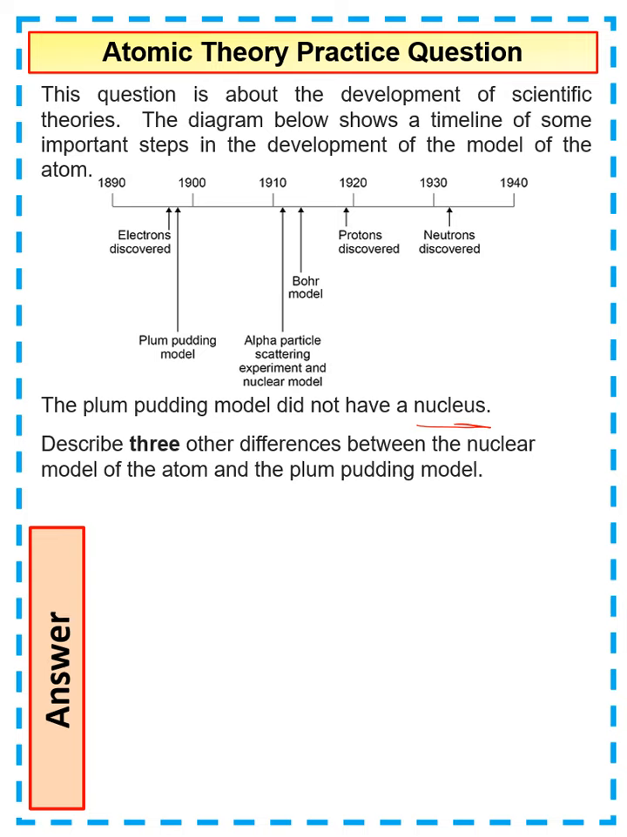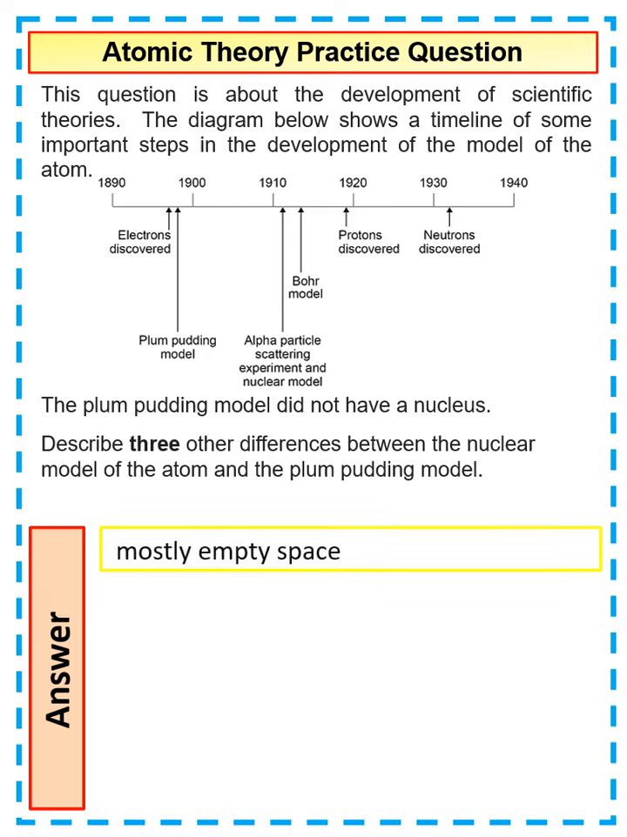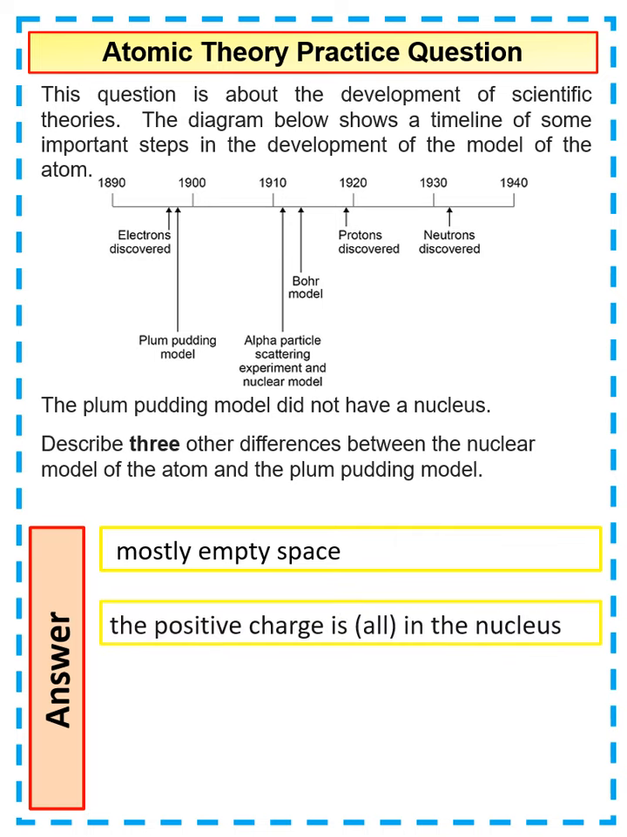That's quite important. So describe three other differences between the nuclear model of the atom and the plum pudding model. We need to be thinking about what we saw from that alpha scattering experiment and the actual structure of the atom that we have now. The first thing that we can talk about is the fact that most of the atom is just empty space, because most of the alpha particles in that experiment went straight through. So the positive charge is all in the nucleus, because the positively charged alpha particles were deflected by it.